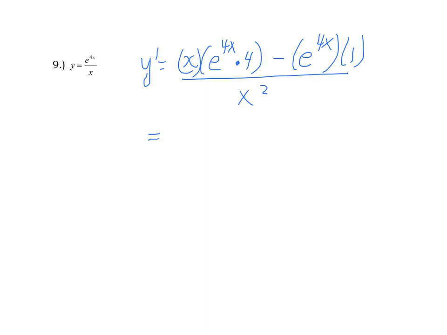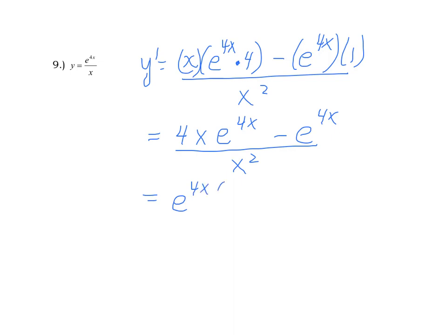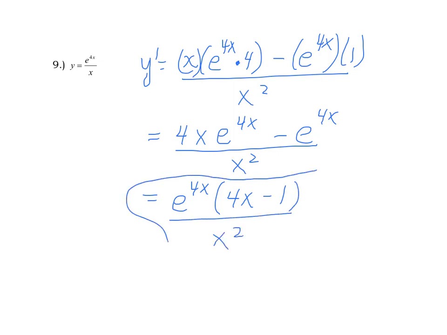And we can clean this up a little bit. First term, we'll have 4x e to the 4x minus another e to the 4x, all over x squared. And once again, usually if it's multiple choice, AP likes to factor out a GCF when possible. So e to the 4x can come out of the top. You'd be left with 4x minus 1 all over x squared. And that's all we can do with it.